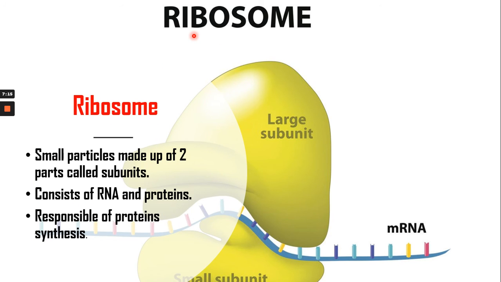Ribosomes. Ribosomes are very small particles, okay, made up of two parts called subunits. Large subunit and small subunit. And it consists of RNA and proteins. Actually, it is responsible for the mRNA, messenger RNA, but forget about it now, okay? But the ribosomes consist of RNA and proteins and are responsible for protein synthesis. Synthesis means the production of the proteins, okay?